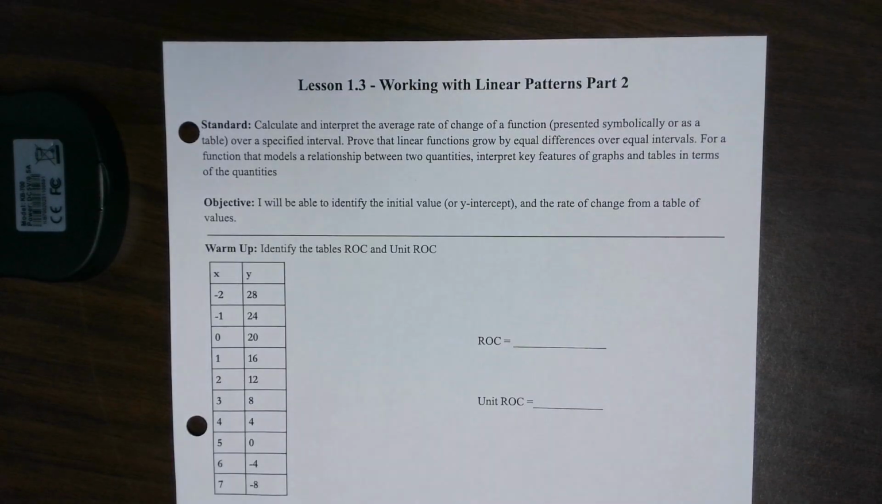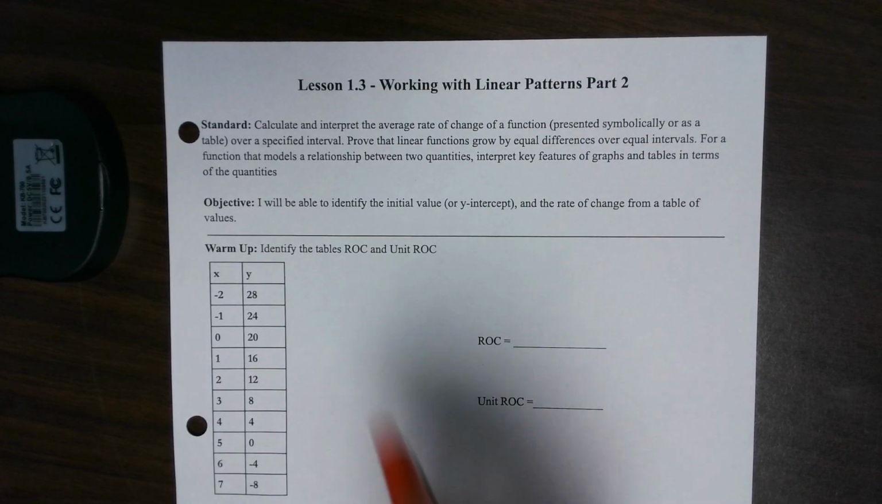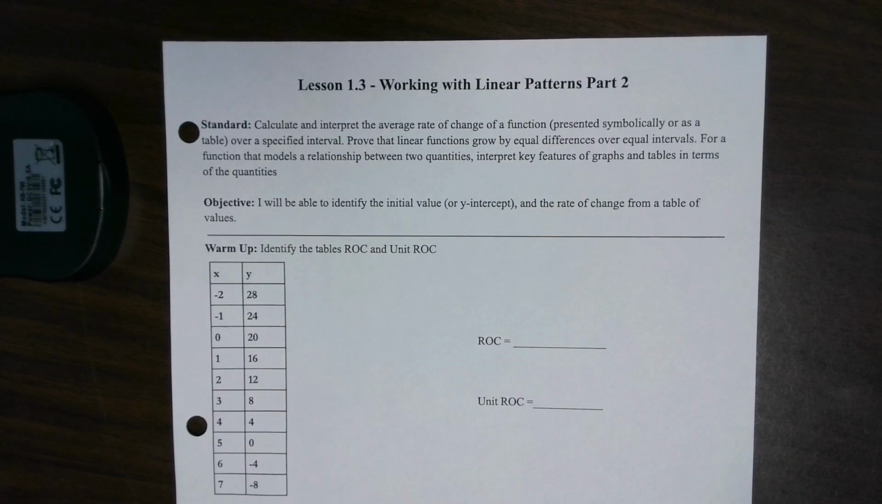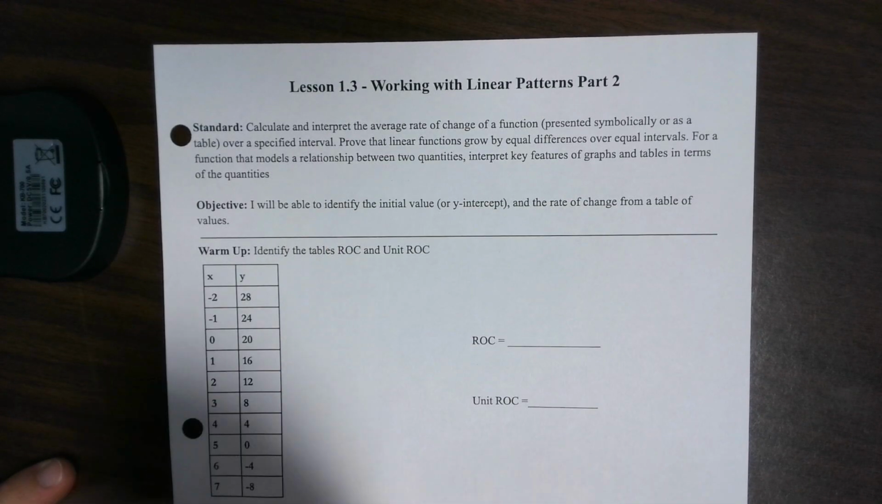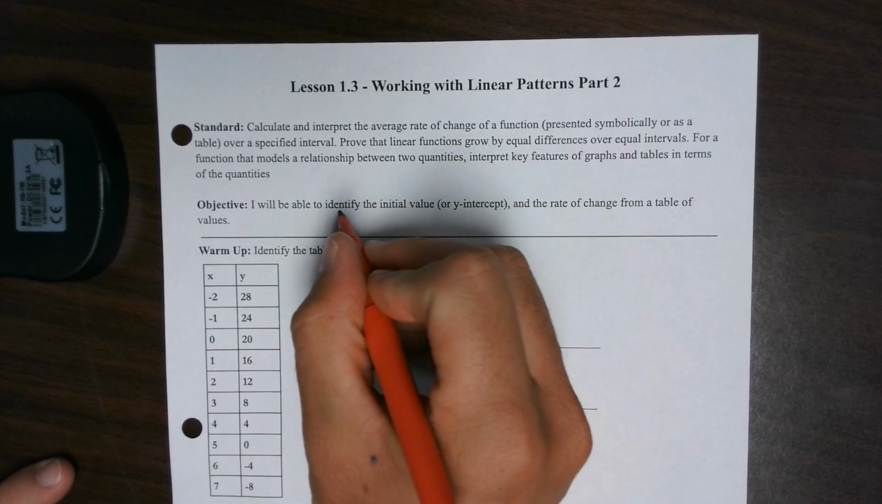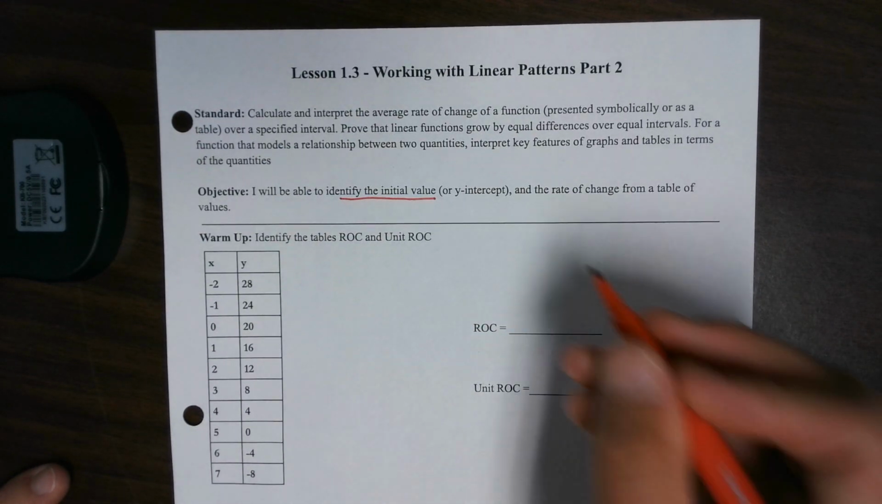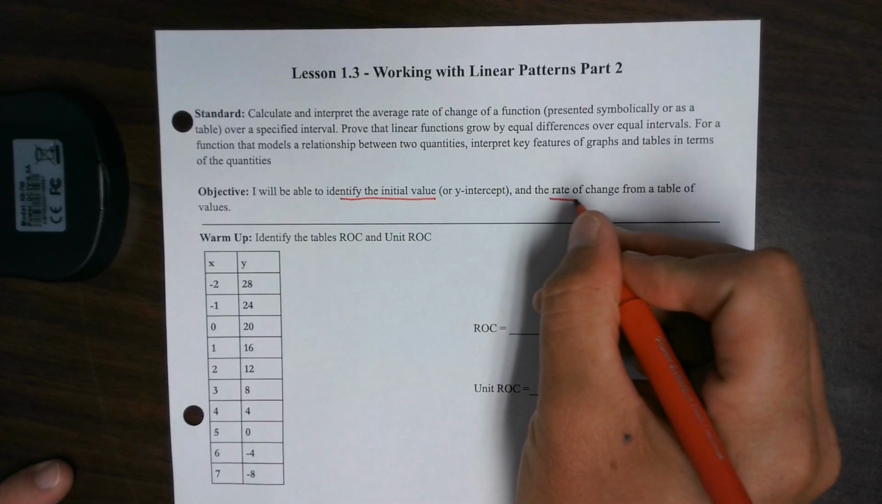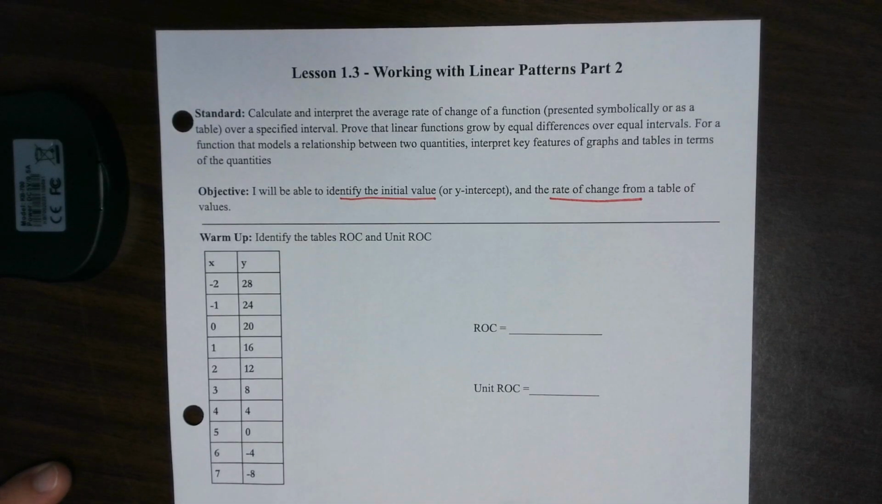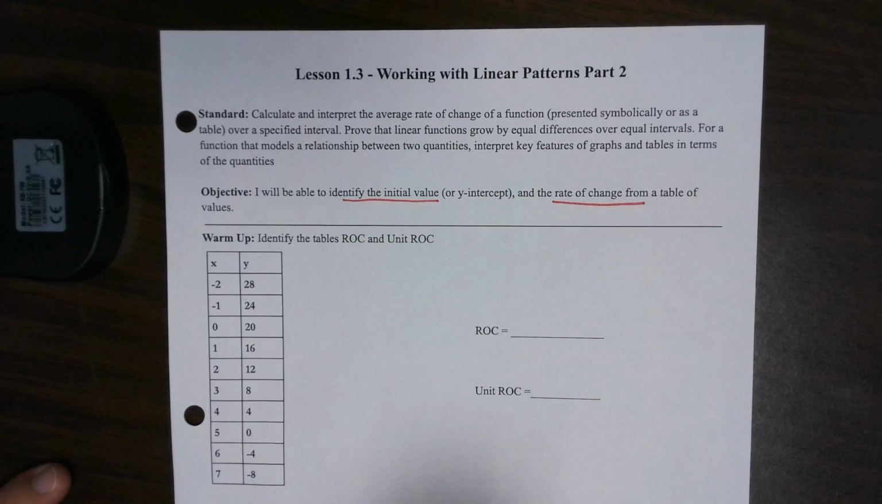Let's start our second lesson, or I guess third lesson, where we're going to continue to work with linear patterns and working with tables. So same objective today as yesterday. We're just going to build on these concepts. Our objective for today is to be able to identify initial value, which we're actually not going to do a whole lot of. Instead, we're going to focus more here on the rate of change from a table of values. So let's jump right into it.